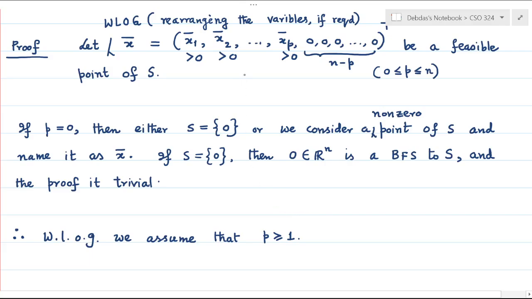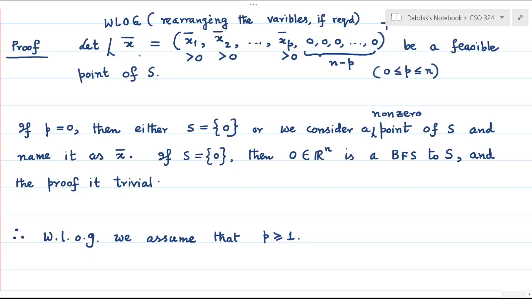Now we consider the vectors. Here p is greater than or equal to 1, so p can be 1, p can be 2, at least one p is. Fine. p can be 2, p can be 3, whatsoever, but p is less than or equal to n. Fine. Now here the point x bar is given to us. This point is a feasible solution, it is also given to us.